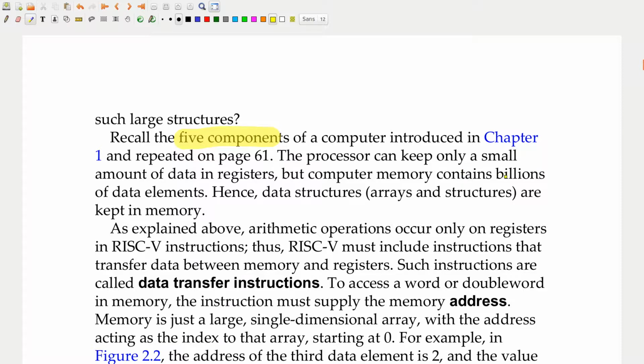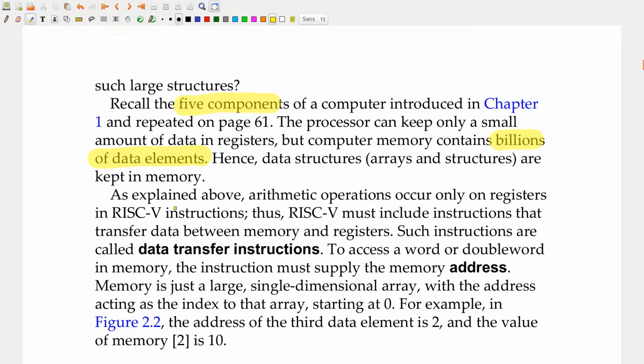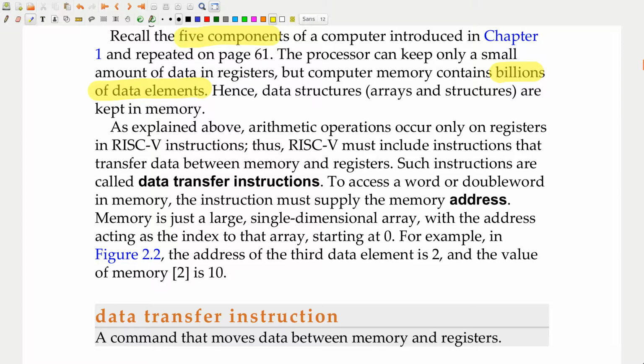Here they're just showing the scale. You can only contain a small amount of data in registers, but you can store billions of data elements in memory, which is why the larger data structures, like arrays and structures, are kept in memory. Neat.